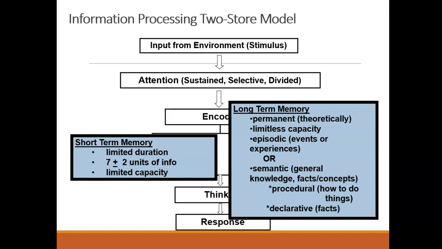Limitless capacity, so it's not like at a certain point in your life, learning something new means that some other memory gets pushed out of your head. We don't see any evidence of that. You have long-term memory of episodic events, such as events or experiences, things that happen to you, or you have semantic knowledge. So this is general knowledge of facts and concepts, such as how to do things, or that George Washington was the first president of the United States, that sort of thing. So these are all things that you have in your long-term memory.